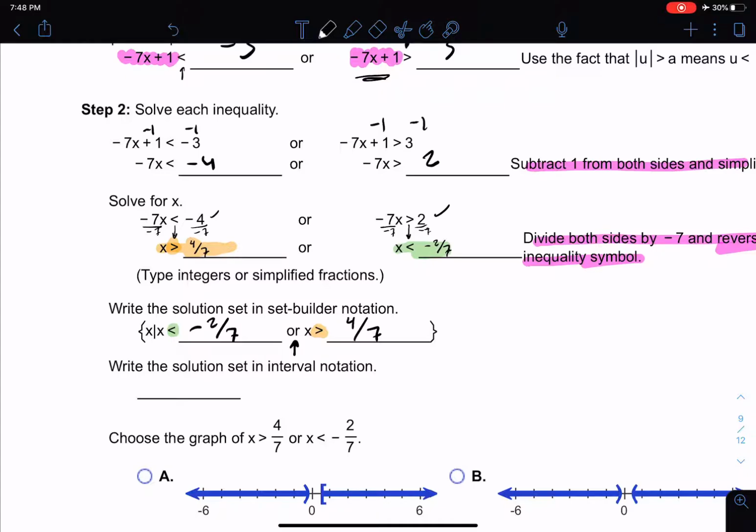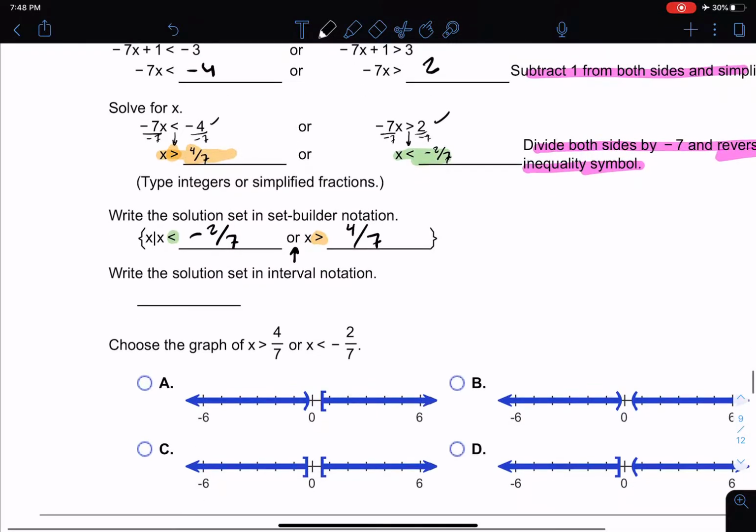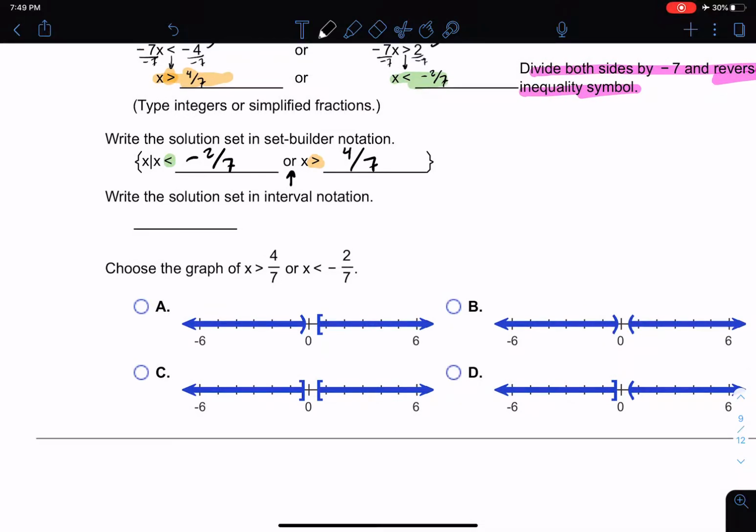Write the solution in interval notation. Yeah, it's always a pain to do this in interval notation. How about if we find our graph first? And it says x is less than negative 2/7. Wait, what's the scale? 1, 2, 3, 4, 5, 6. Okay, so this is negative 2/7 there, and this is positive 4/7 there. That one's looking good. And notice that neither of these symbols has an equal sign, so we are not going to have any brackets. So that doesn't work. That doesn't work. Yeah, okay, it's B.